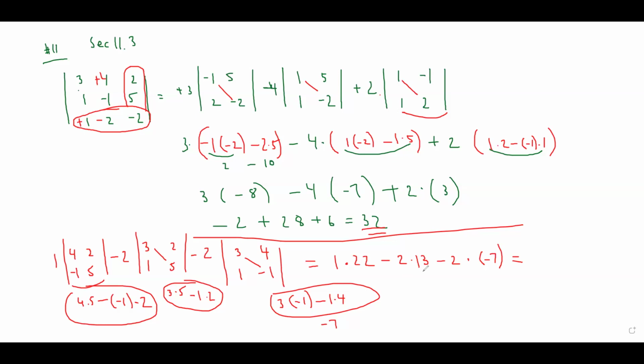22 is the first one, subtract 26, and then add 14. Okay, so 22. And then 26 minus 14 is going to be 24. So I got 22 here. And minus what? 26 subtract 14 is 12. Plus sign. So I got 34. Oh, I got 34. It's almost there.